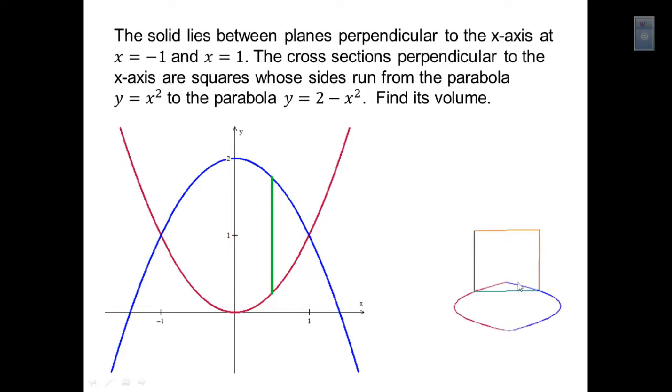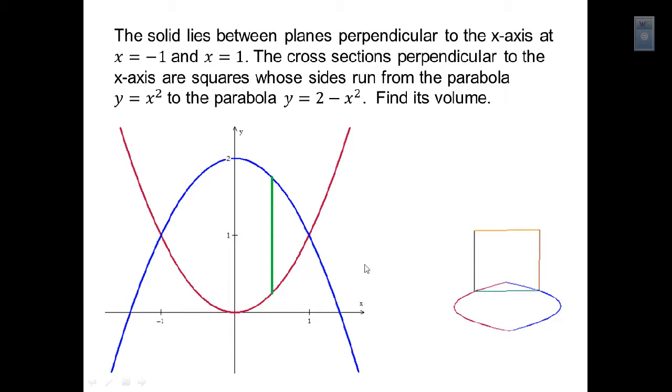We're going to have, here are the 2 parabolas. There is y equals 2 minus x squared, and here is y equals x squared, the red down here. And this is the green line right there. And what's going to happen is you're going to have a square come up out of that figure into space.